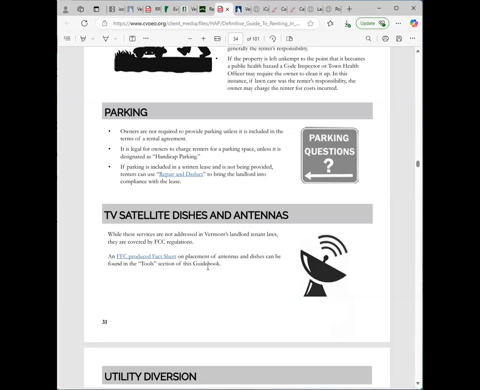And yeah, so it says, while these services are not addressed in Vermont landlord tenant laws, they are covered by FCC regulations. I forget what FCC stands for, but there's a fact sheet here, and that has to do with placement of antennas and dishes.